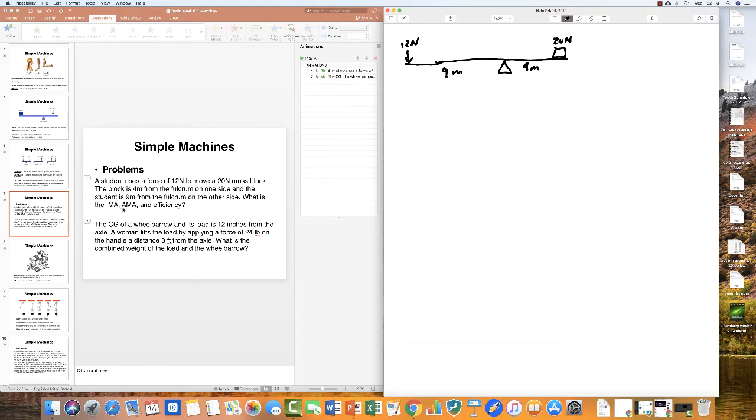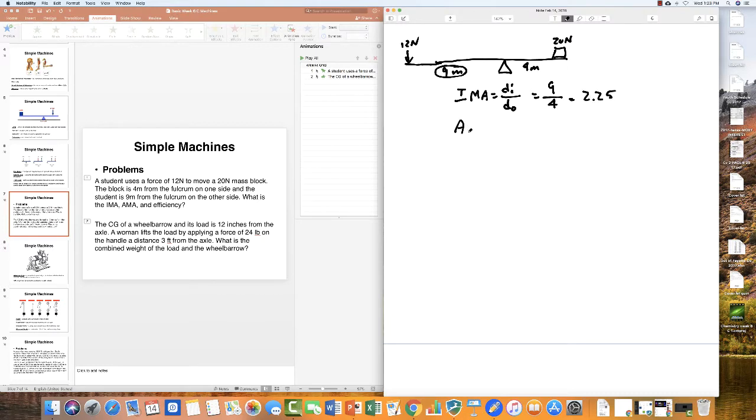So this is asking what the IMA is. The IMA is equal to the input distance, which is this distance right here, divided by the output distance. So there's going to be 9 divided by 4, or 2.25.